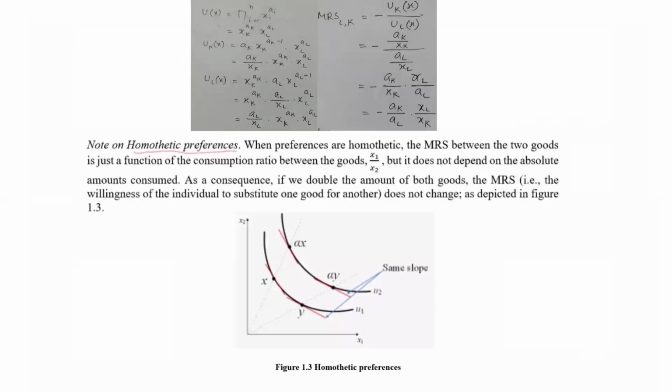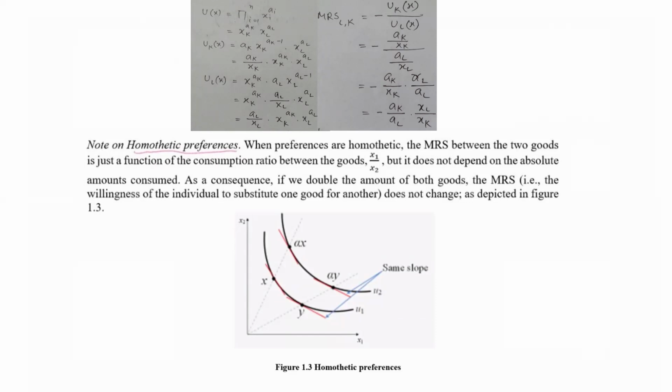In the next slide, I have shown how I calculate the marginal rate of substitution of L and K. I think you will understand once you see this. And now I am going to describe an additional note on homothetic preference.